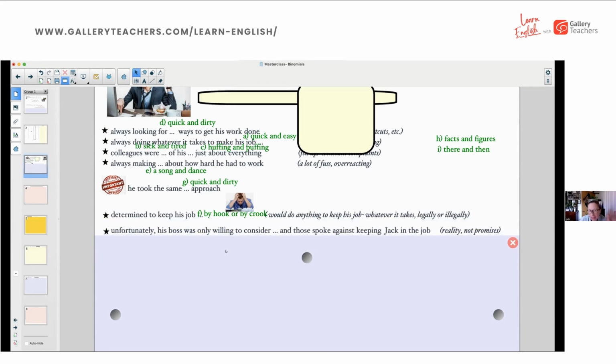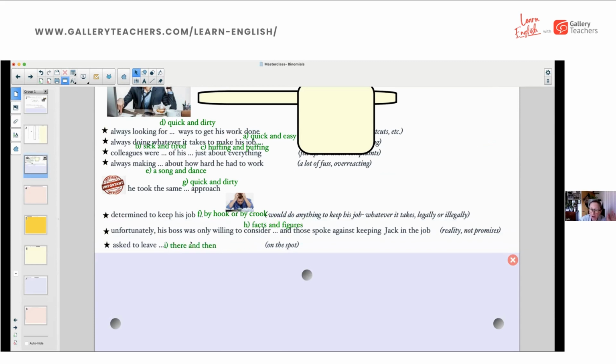Now, unfortunately, his boss was only willing to consider reality, not promises, so facts and figures. And Jack was asked to leave there and then, meaning on the spot, no delay, no notice, just leave. That's what the boss said to him.